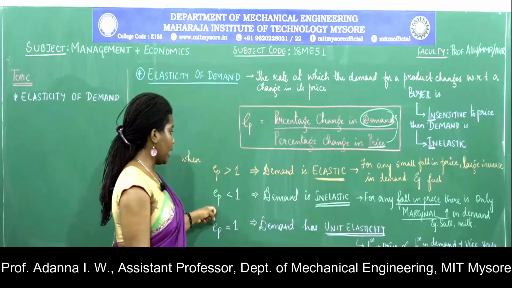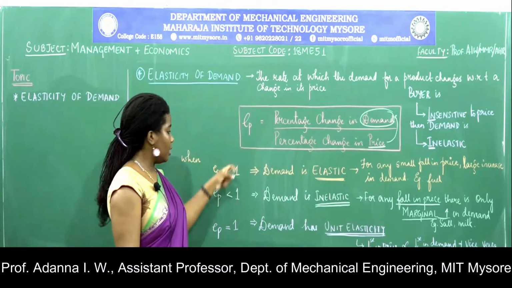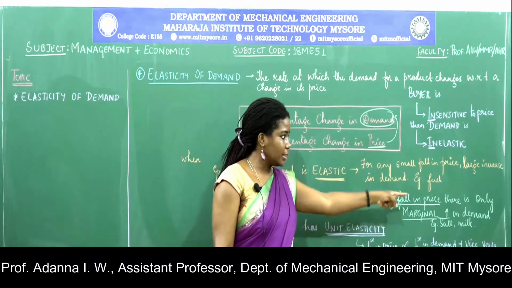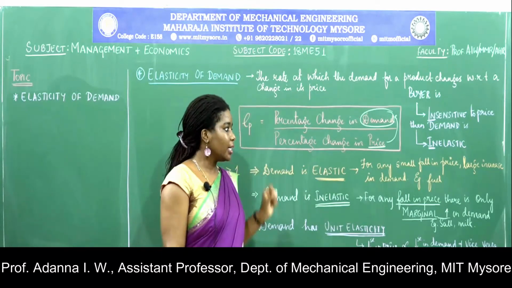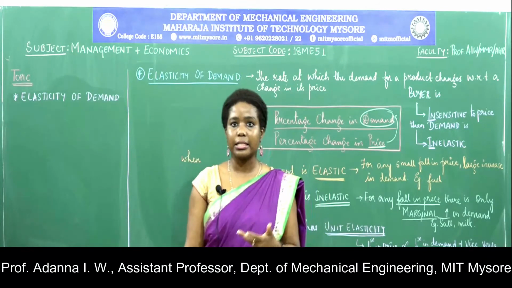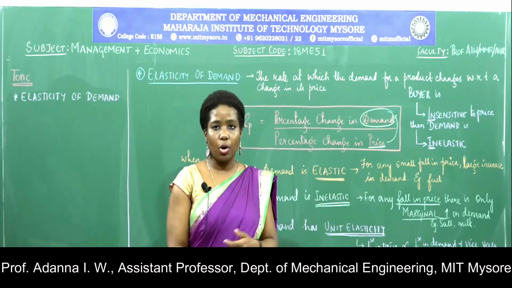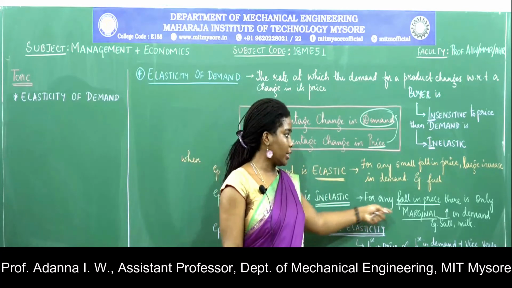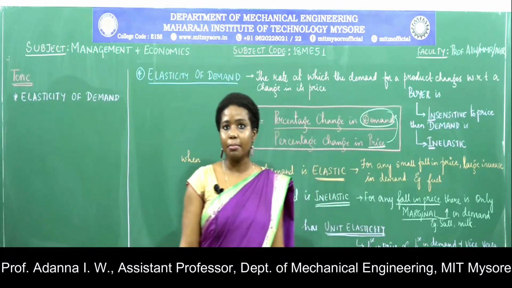Next, if this ratio is less than 1, the demand is inelastic. What do we mean by inelastic? For any small fall in the price of a particular product, there is only a marginal increase in the demand. For example, commodities which we use at home, maybe salt, milk, curds, day-to-day things which you use on a daily basis, even if the price falls, the demand is almost the same, whether the price is high or low. Even if there is a small fall in the price, we only see a marginal increase in the demand for that product.